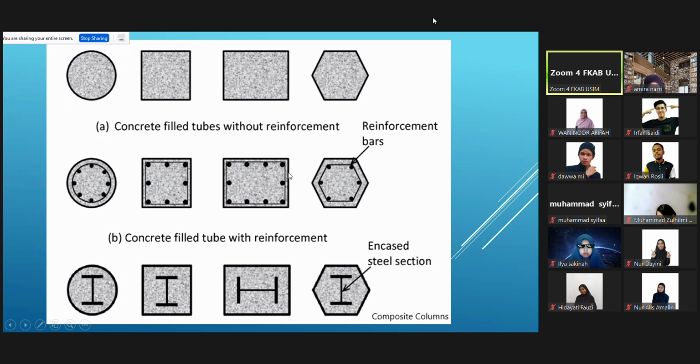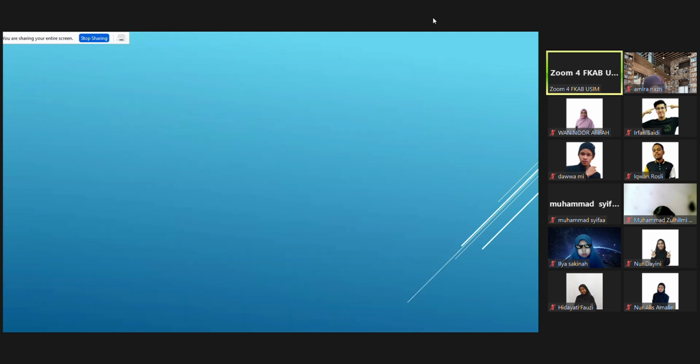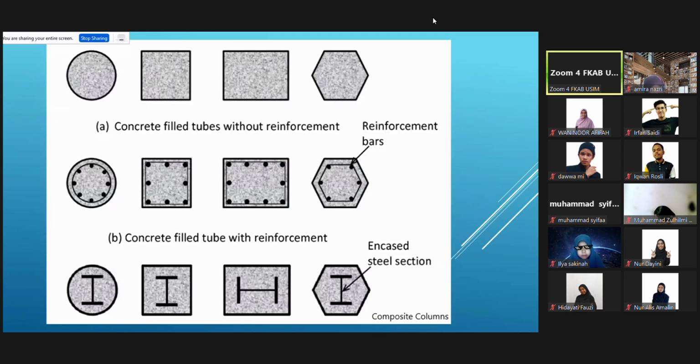Kalau yang bawah ni pula with reinforcement, steel bar atau rebar ni yang hitam kecil-kecil ni, this one can go very high, depending on the size of the building and the size of the reinforcement. Okay, this is a concrete-filled tube with reinforcement.